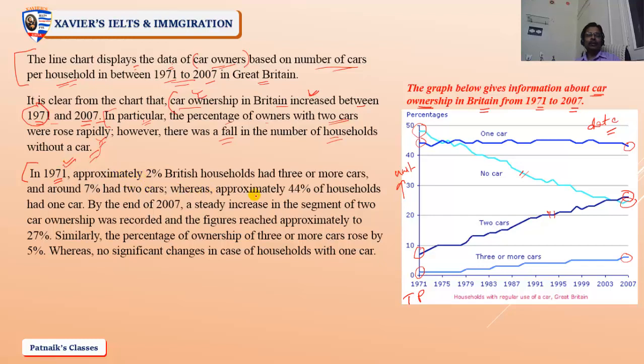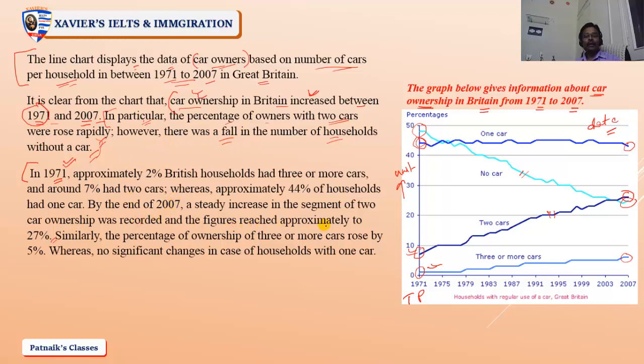Approximately 2% of British households had three or more cars, and around 7% had two cars, whereas approximately 44% of households had one car. I'm talking about the beginning, right? By the end of 2007, a steady increase in the segment of two car ownership was recorded, and the figures reached approximately 227%. That is the increase in the percentage of owners, the rapid increase, right?